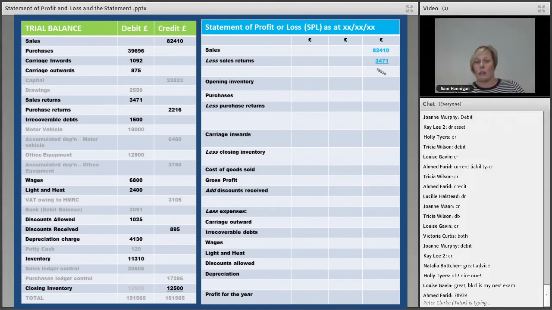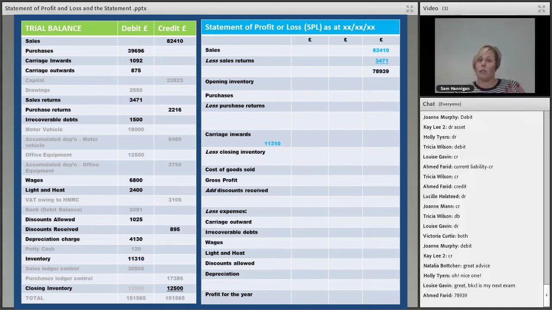So then we're going to go on to the total. So you've got your sales minus your sales returns, so remember the credit notes, to give you what we'd call net sales. It doesn't have a heading. In the real world, you might put net sales, but for financial statements and for your exam, you don't need a heading. Then we've got the opening inventory.